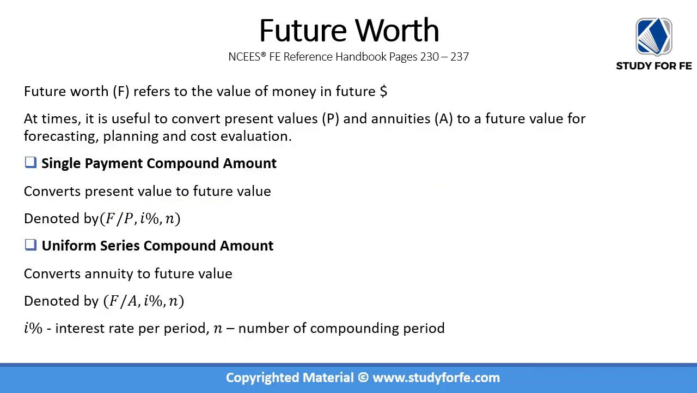We can also make use of an annuity in order to convert it into the future, and that becomes a uniform series compound amount. So it converts annuity to future values, and it is denoted as F given A, interest rate, and the number of compounding periods.